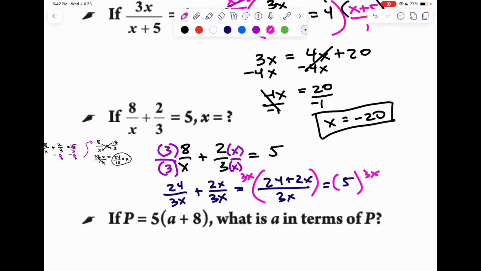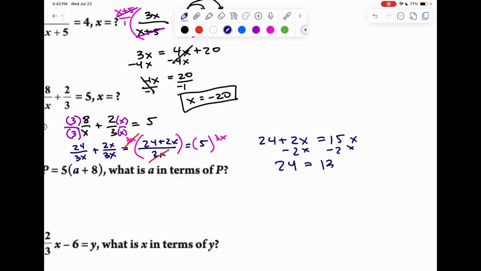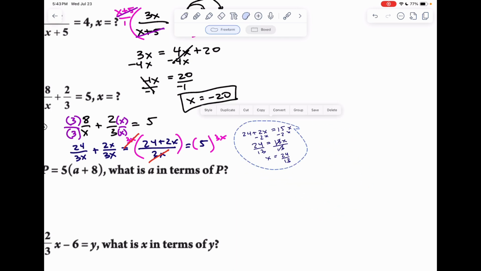And what will we get? We're running a little out of room, so let's go ahead and try this here. The 3x will cancel each other out here. We'll be left with 24 plus 2x equals 15x. We can subtract the 2x from both sides. We'll get 24 equals 13x. Dividing both sides by 13, we're going to get that x again equals 24 over 13. Let's shrink that down, give us a little more room.